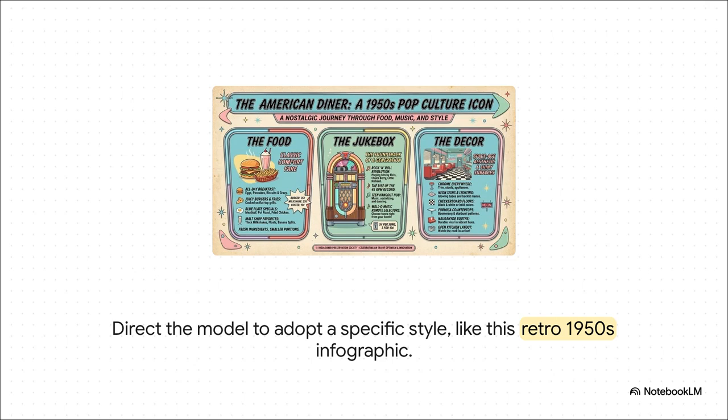And you're not locked into just one corporate modern style either. You can direct the model to adopt literally any visual style you can dream up. For this one, the prompt was something like a retro 1950s infographic. And boom, you get this amazing, perfectly themed piece about American diners. This means you can create assets that perfectly match your brand, your campaign, whatever you need.